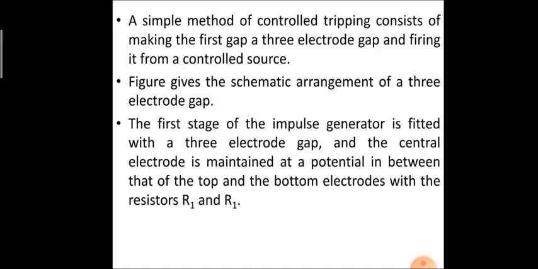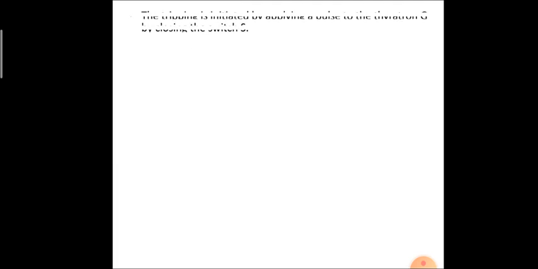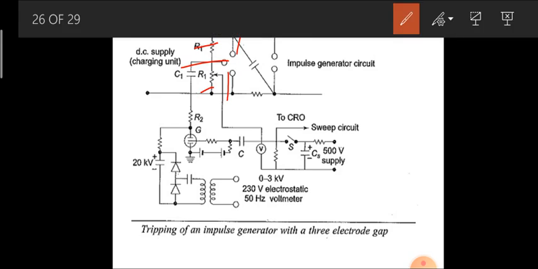The first stage of the impulse generator is fitted with a 3 electrode gap and the central electrode is maintained at a potential in between that of the top and the bottom electrodes with the resistors R1. Now the tripping is initiated by applying a pulse to a thyratron gap G by closing the switch S. Here it is said that the tripping is initiated. Tripping I have to do, right?